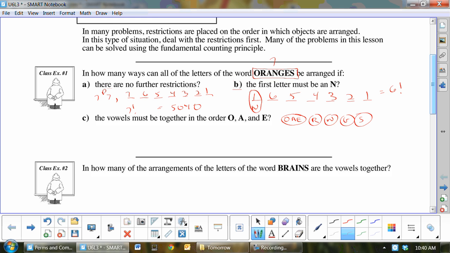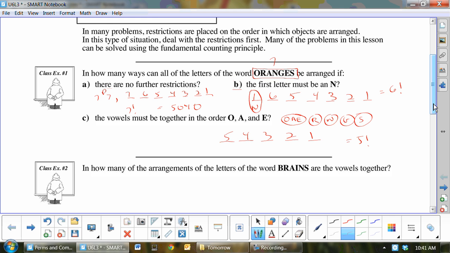Do you understand what just happened? They made OAE one entity. They're together. So how would I do this one? How many things can I pick? 5. So it's 1, 2, 3, 4, 5. So that would be 5 times 4 times 3 times 2 times 1, which is 5 factorial. So there's actually 5 things now once you say this is a group.